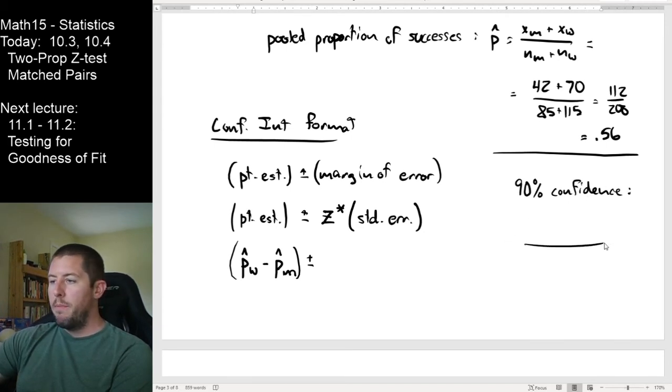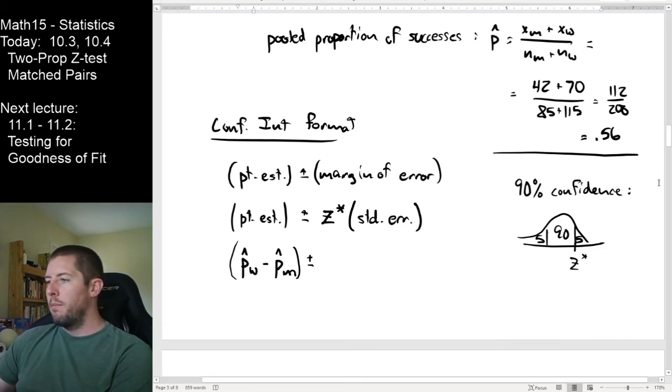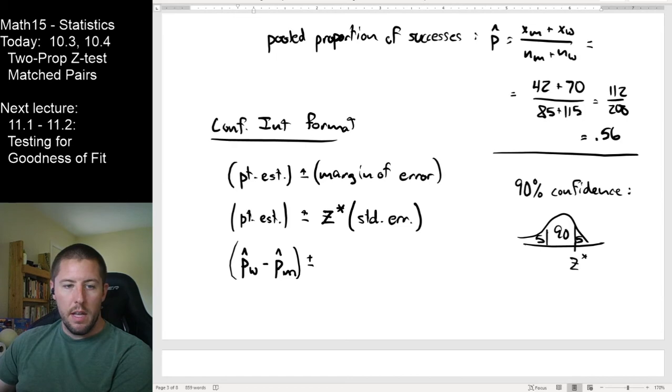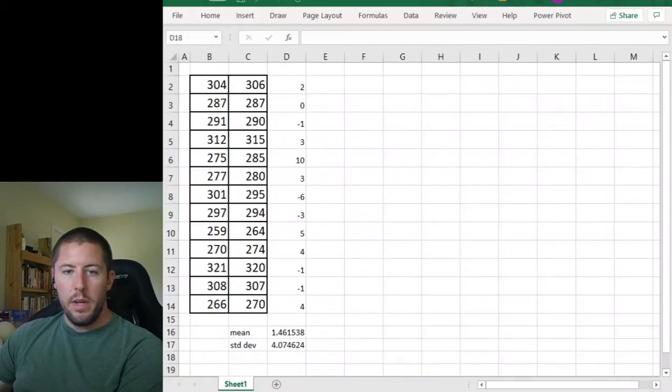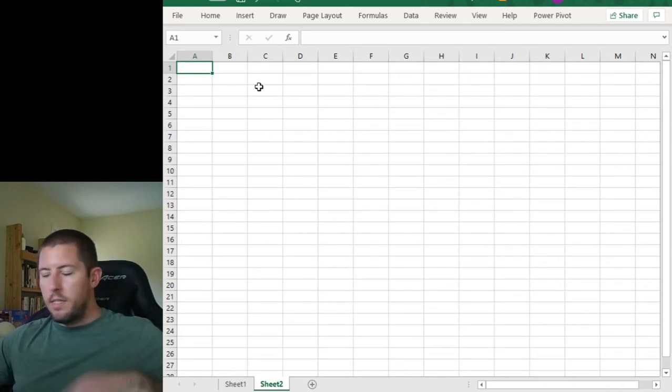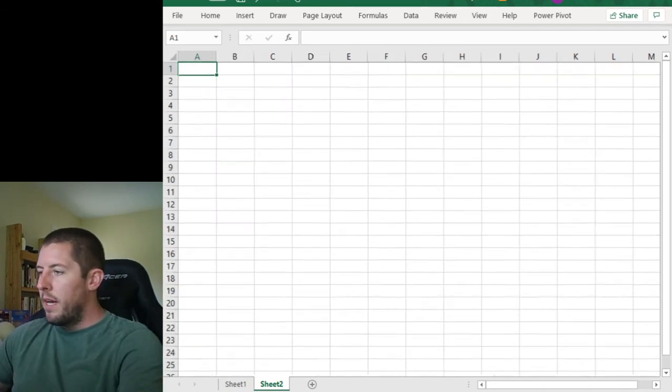A 90% confidence interval is going to cover the middle 90%, with 5% in each of the tails. So I know that where my z star value is going to live is where 95% of the area is to the left. So I'm going to go over to Excel real quick here, and in Excel we can go ahead and ask ourselves. There's our coming up problem right there, and we'll see that in a second.